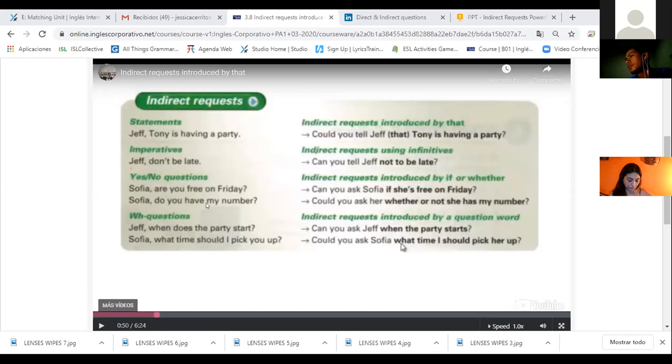And when we talk about yes, no questions, when we switch them to request, we have to use if or we have to use whether. All right, so please study the platform before we enter tomorrow to class so you know what we're talking about, okay? So tomorrow we're going to study number 3 and number 4. Okay, guys? Do you have any questions?